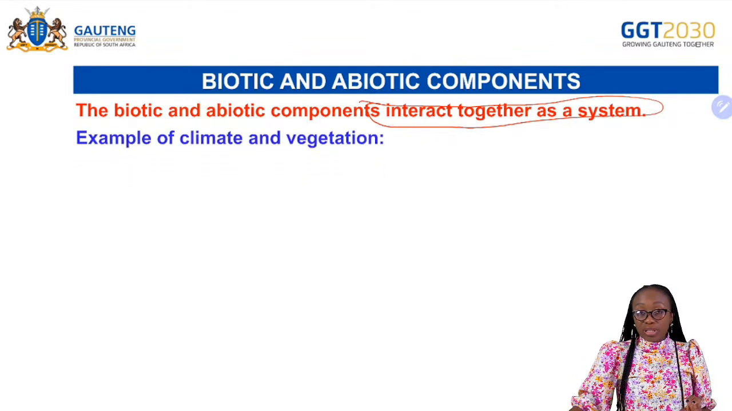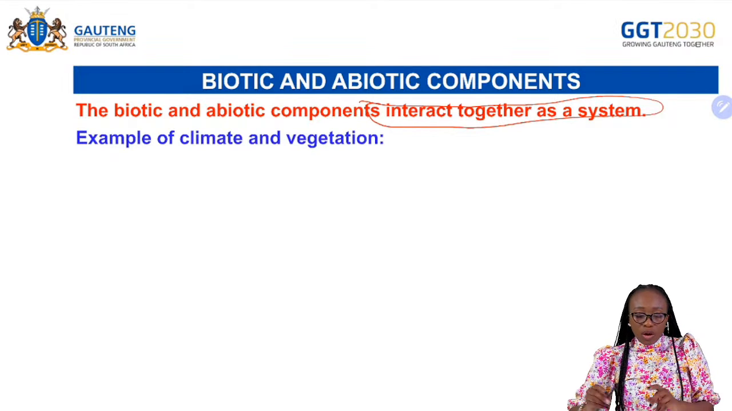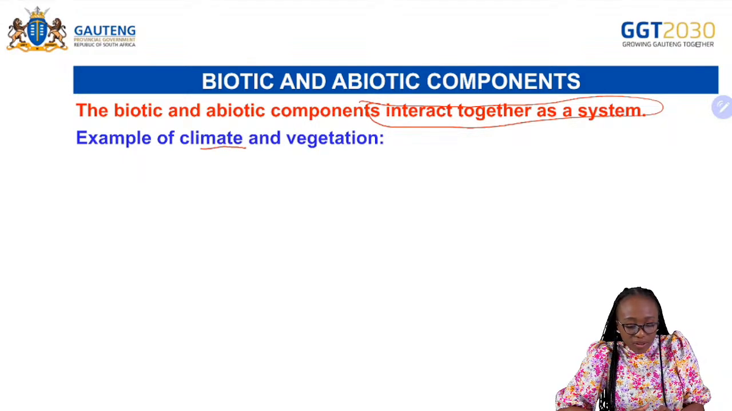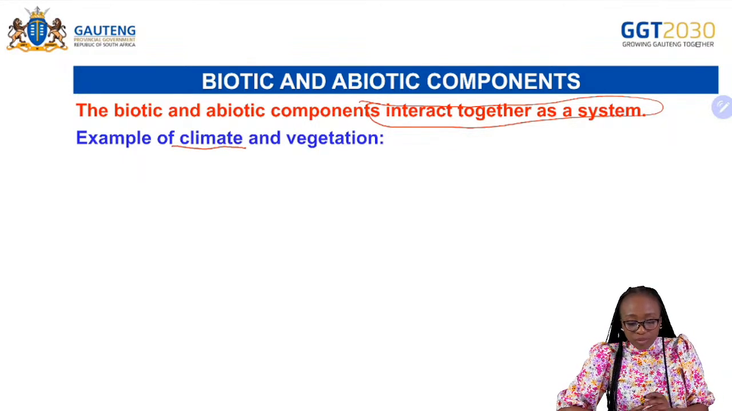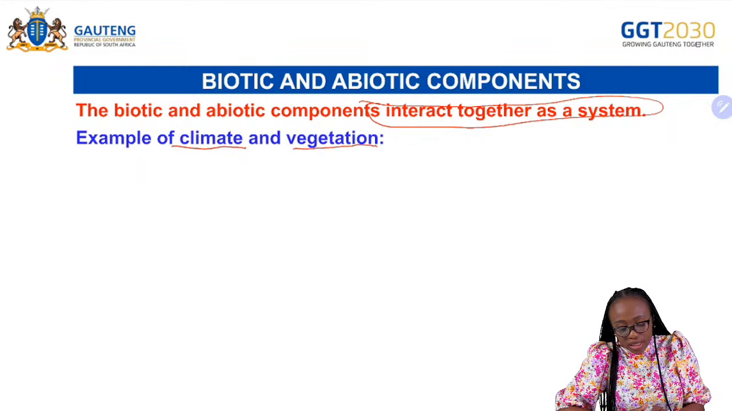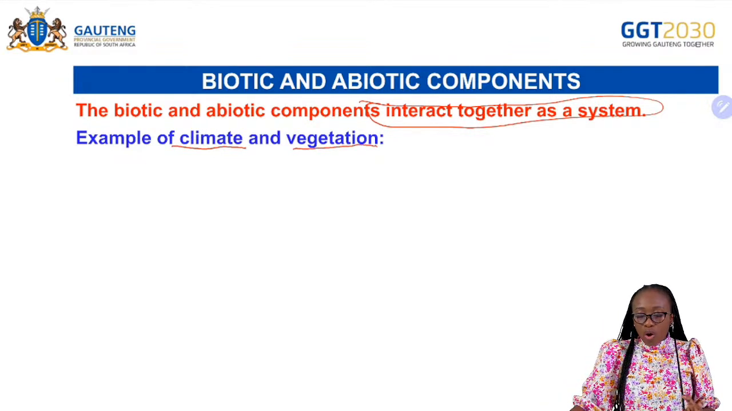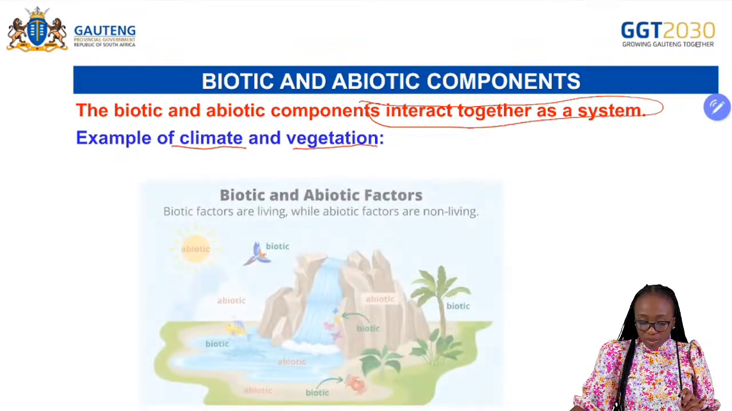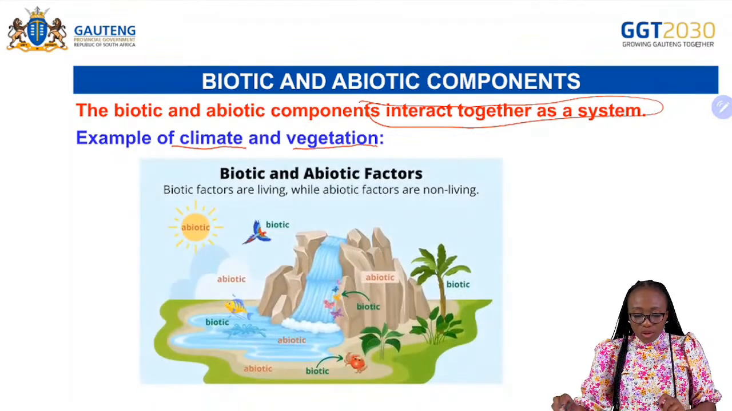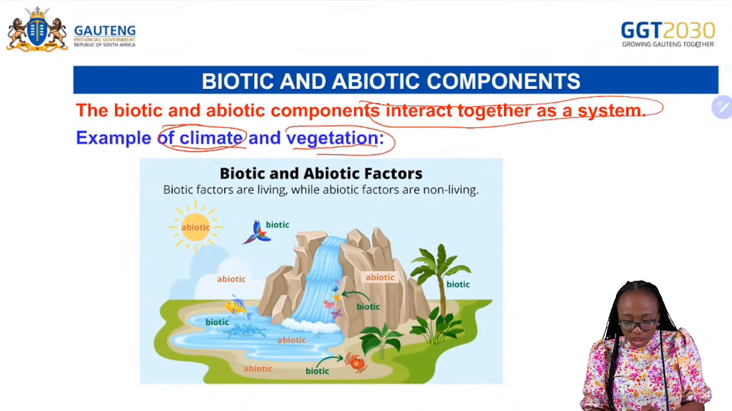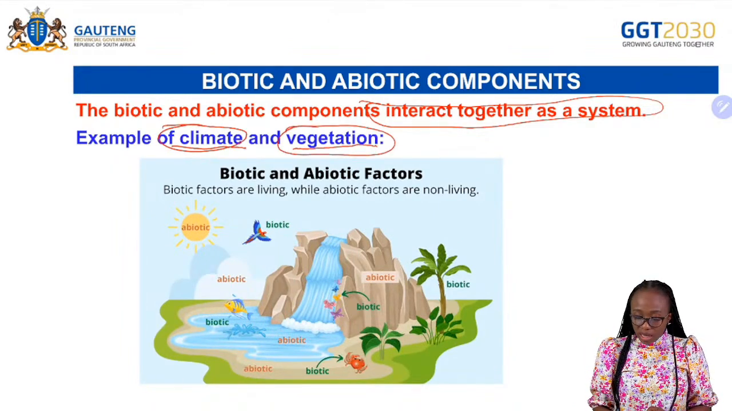An example is climate and vegetation. Which one is the abiotic factor here and which one is the biotic factor? Right, the abiotic factor here is climate and the biotic factor is vegetation. So this is an example of two components of an ecosystem interacting with each other. So the climate is going to determine what kind of vegetation grows in that particular area.